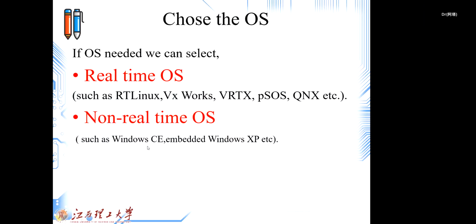Next is selecting the OS. If we need an OS, we can select a real-time or a non-real-time one. Already we talked about RTLinux, VxWorks, some RTOS like VRTX, pSOS, QNX, and so on. Or some non-real-time ones like Windows CE, embedded Windows XP, and so on. We talked about the difference between these OS in the last lecture.